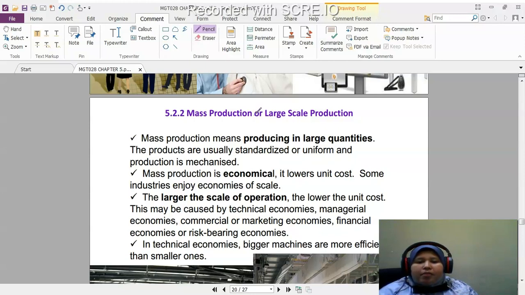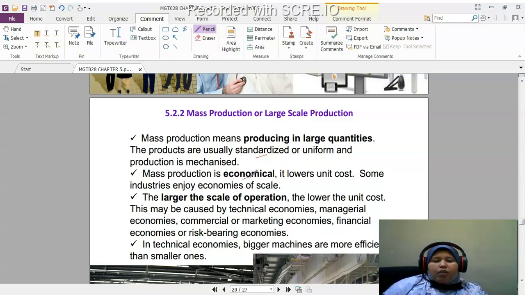Right. Mass production means that we produce the product in a large quantity at one time. The products are usually standardized or uniform, and production is mechanized. Mechanized means that, to produce many products in large quantity in a short time, we must use the machine.